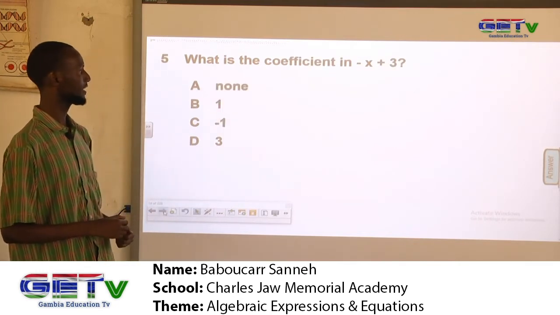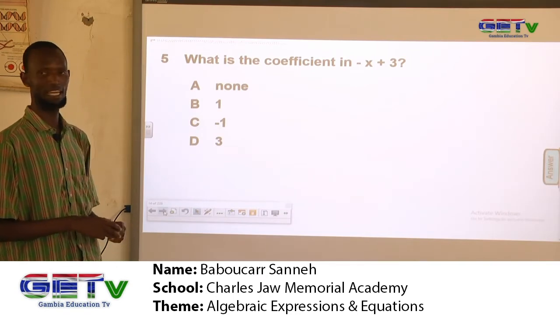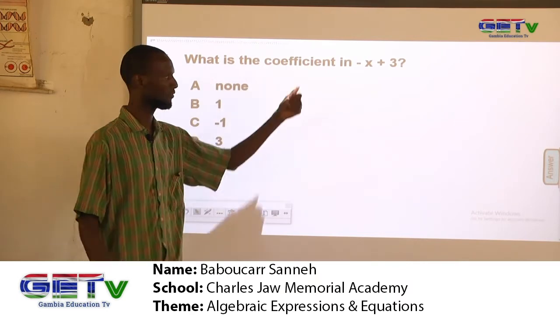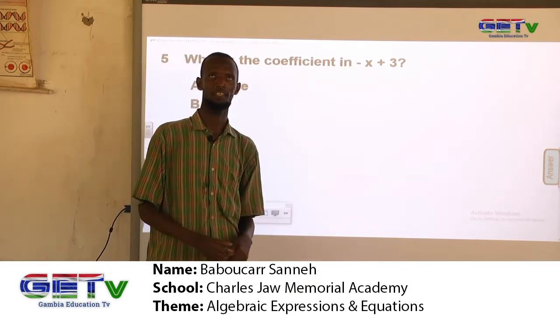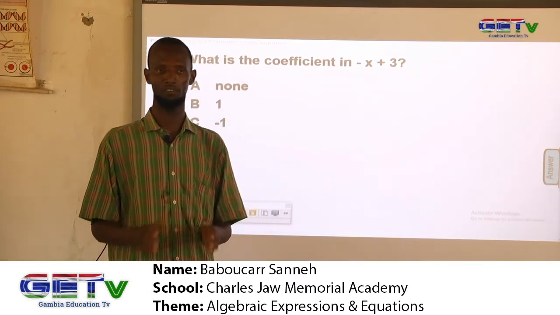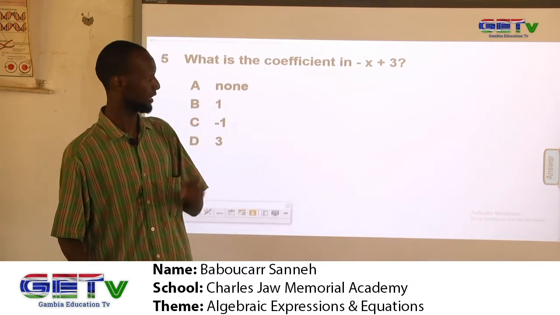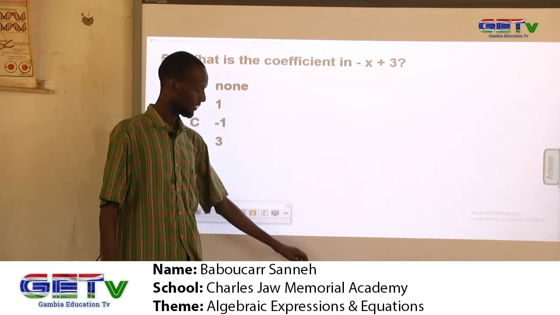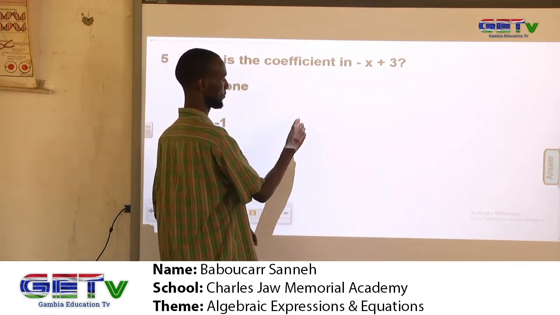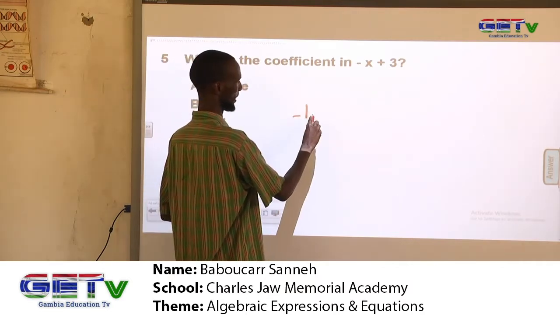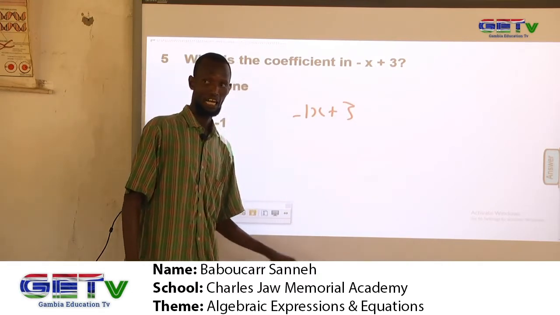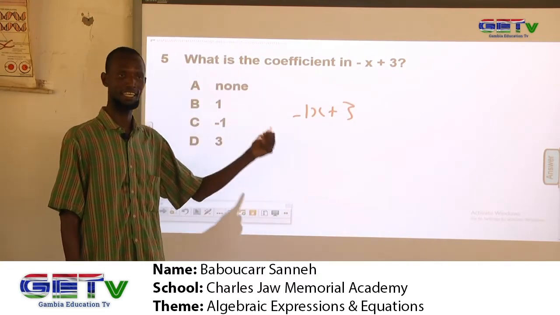Now, what is the coefficient in negative x plus 3? Do we have a coefficient there, or don't we have any coefficient here? We have already established that every variable has a coefficient. So definitely this x has a coefficient. Since it is not visible, we have agreed that you can always put there 1. So this is negative 1x plus 3, which means our coefficient here is negative 1.